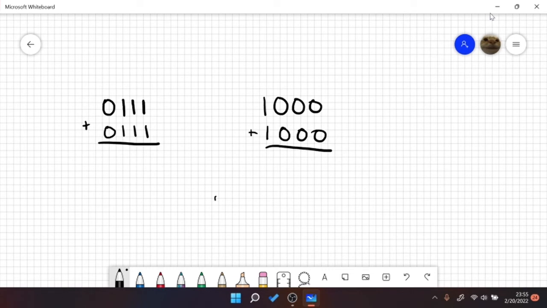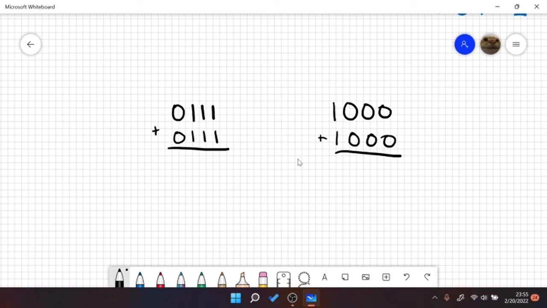So I've set up some examples of a case called binary overflow when we add or subtract. I'll talk about that more later, but let's just work through these problems. So this number right here we know is 7, and we also know this one's 7. So when we add them, we expect a result of 14. So let's just add those together.